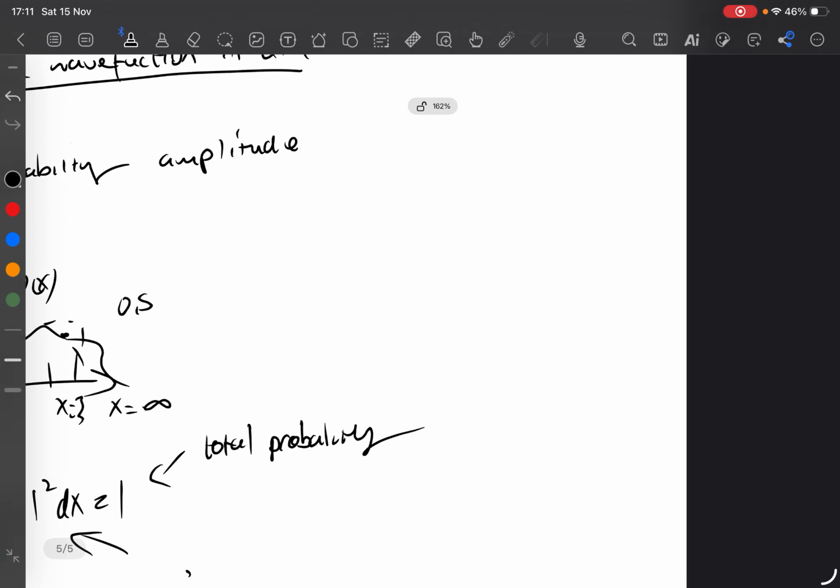Okay, so what is next? We'll go over a simple example of how we normalize a wave function. For example, if we have a wave function of a e to the minus lambda x for x greater than 0, and the wave function equal to 0 when x is smaller than 0.